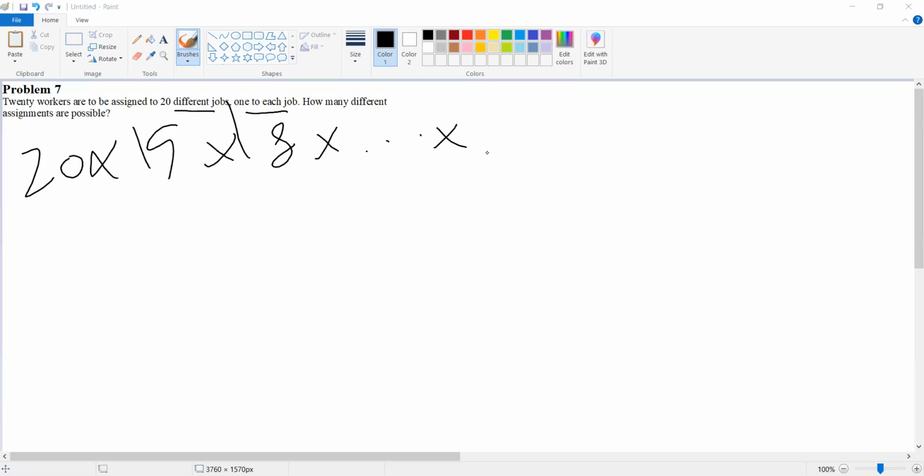Isn't 20P20 correct? 20P20 किस लॉजिक के साथ आपने किया? Basically 20 boxes हैं जिसमें 20 लोगों को fit करना है. हाँ, and actually you're right, 20P20 is the same as 20 factorial. It's essentially the same thing.